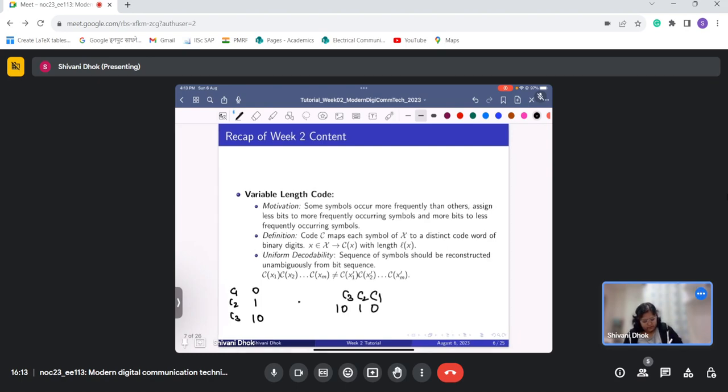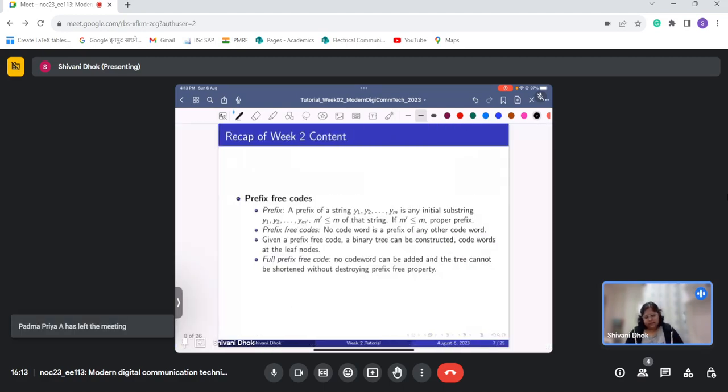This is the first transmission. And the second transmission is, let's say, C2, C1 and C3. So this becomes 1010. Now the receiver in both these transmissions will encounter the same string, and they won't be able to distinguish. So this is not uniquely decodable. The receiver won't be able to distinguish whether C3, C2, C1 is being transmitted or C2, C1, C3 is being transmitted. The next thing that was introduced was prefix-free codes.